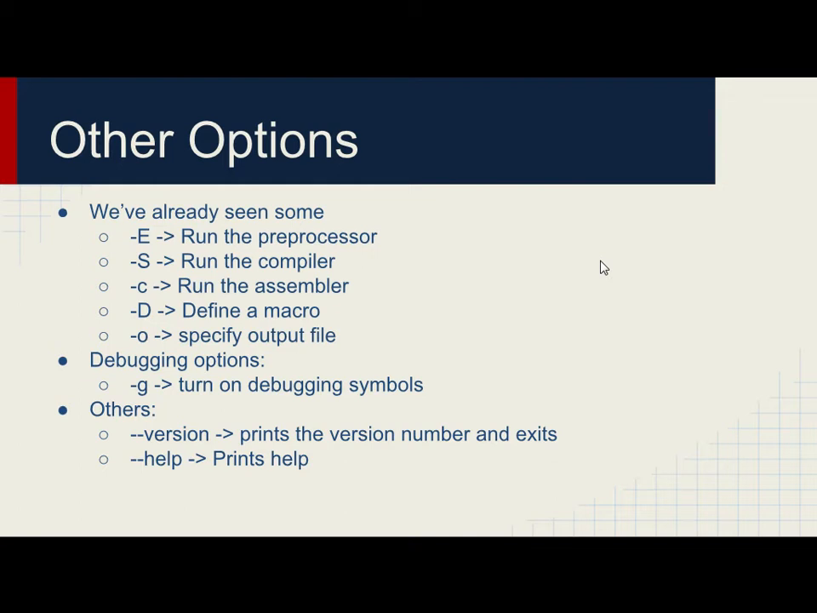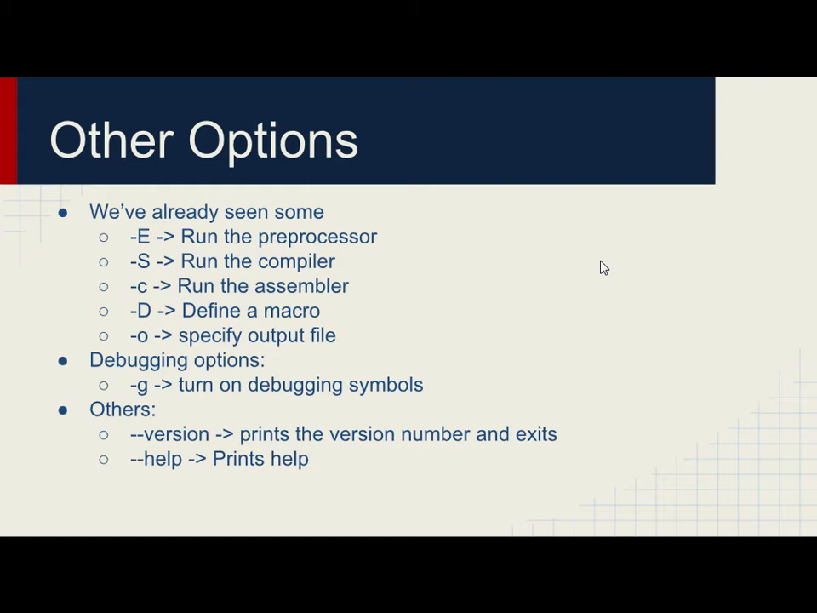Okay, so some other options that we've seen. I'm not going to go through all the different options because we'd be here forever. We've already seen these options: -E, -S, -c, -D, and -O. These are the preprocessor, compiler, assembler. Of these, you're probably going to work with -D, -c, and -O the most.